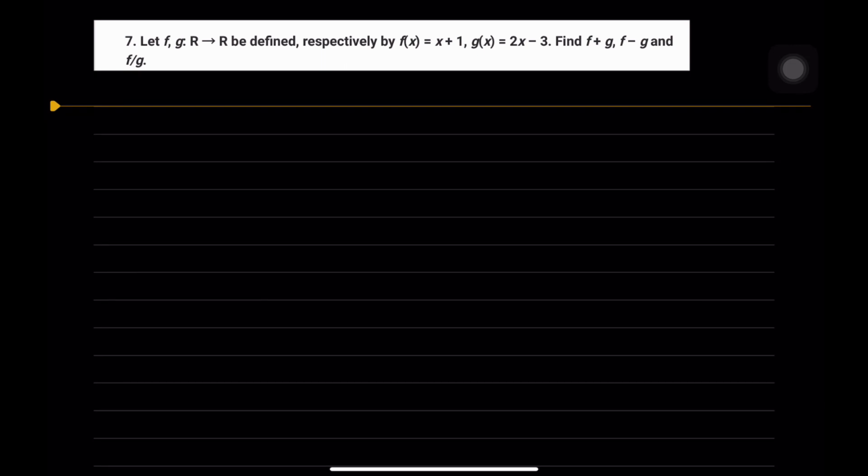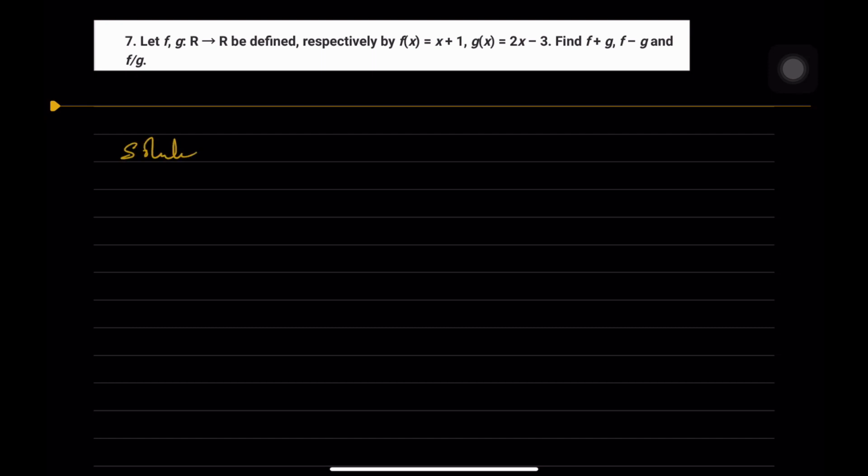So going into the 7th one: let f, g be defined in such a way that R to R be defined respectively by f of x is equal to x plus 1, g of x is equal to x minus 3. Find f plus g, f minus g and f by g. So in the 7th problem, let f, g be such that they are defined from R to R, respectively by f of x is equal to x plus 1, g of x is equal to x minus 3. Find f plus g, f minus g and f by g.